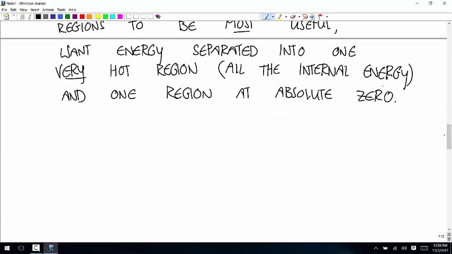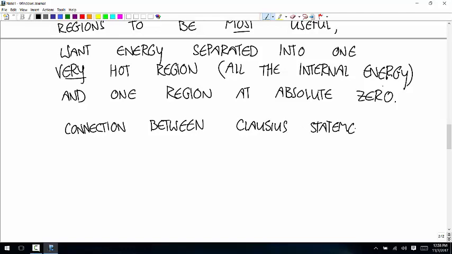So here's the connection between that Clausius statement and the entropy statement, the entropy form of the second law.